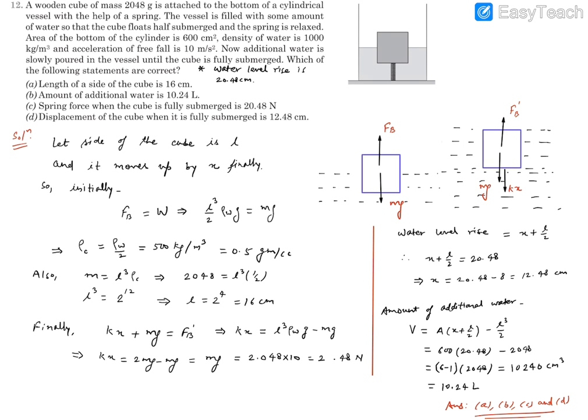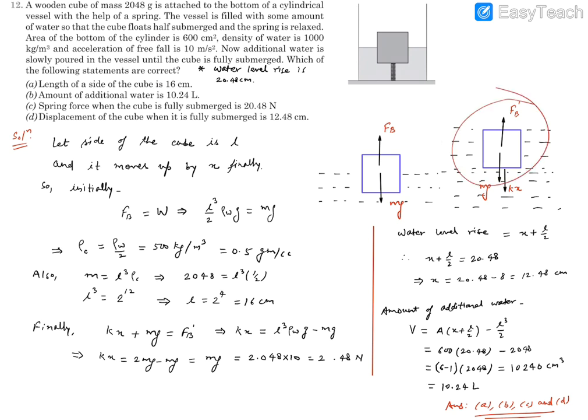So we are working in CGS units. From here we can find L cube is equal to 4096, and we can write this as 2 raised to power 12, which can be simplified as L is equal to 2 raised to power 4. You can check these calculations. That means L is equal to 16 centimeters. So the side length of this cubical block is L.